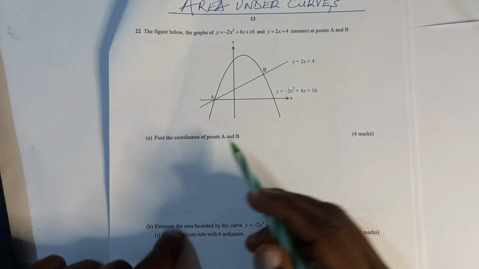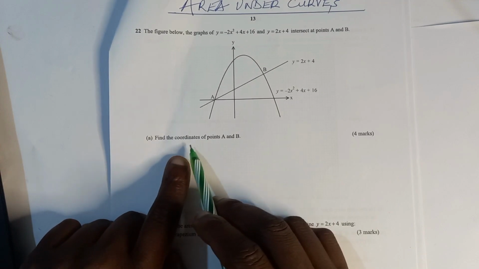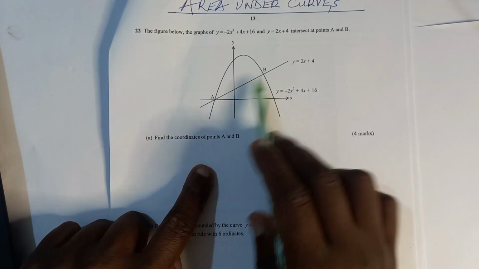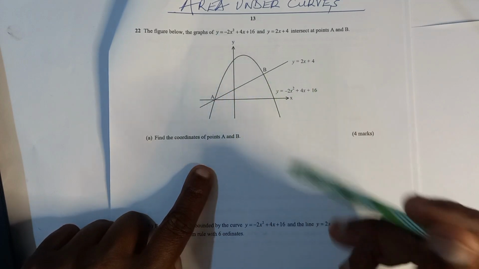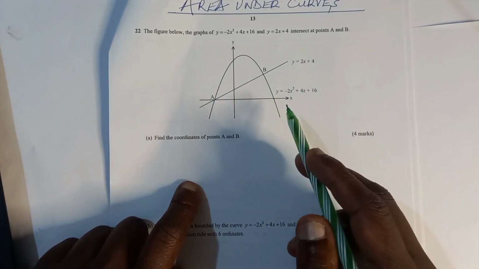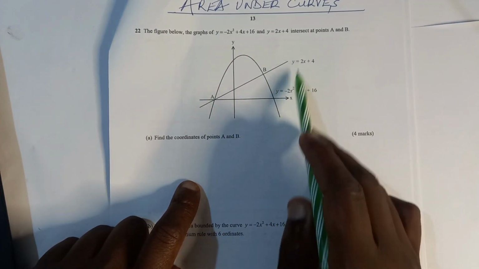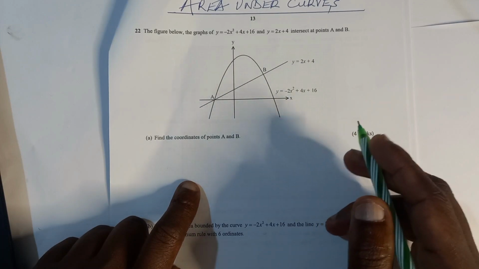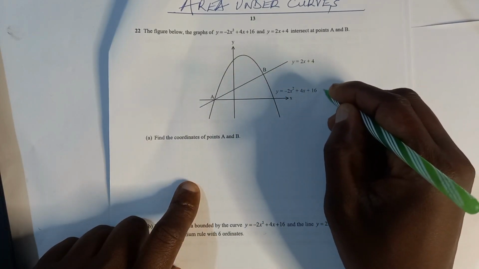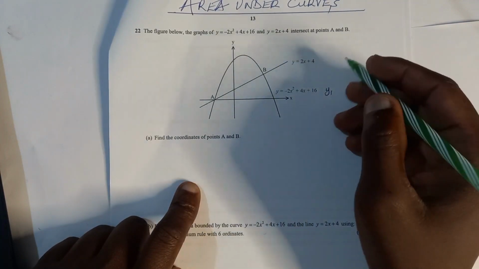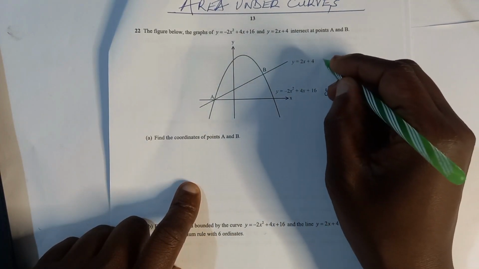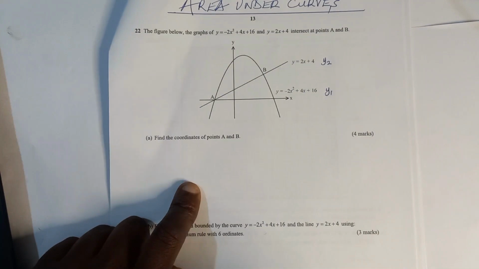For the first part, we are required to get the coordinates of points A and B. How do we get the coordinates of these points of intersection? This is how we're going to do it. We shall equate these functions. We can call the function of the curve y1, and the function of the line we can denote by y2.